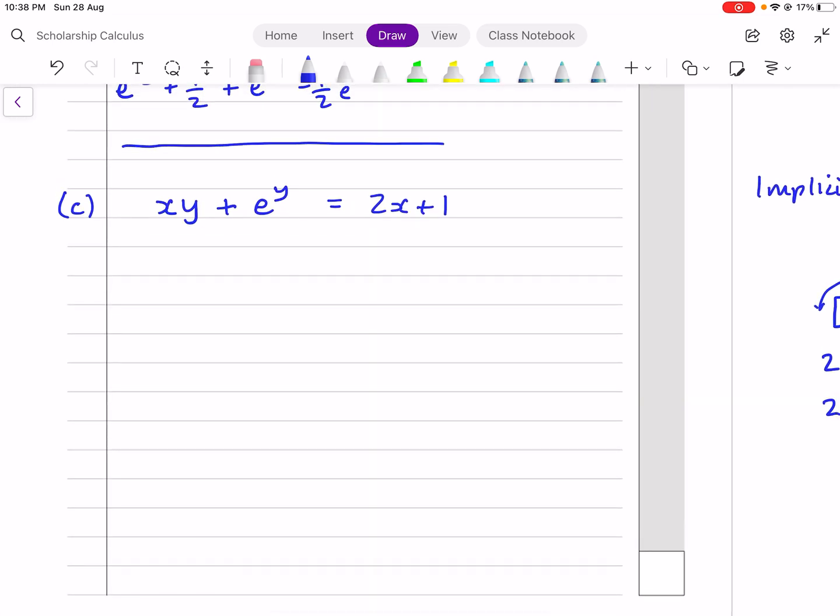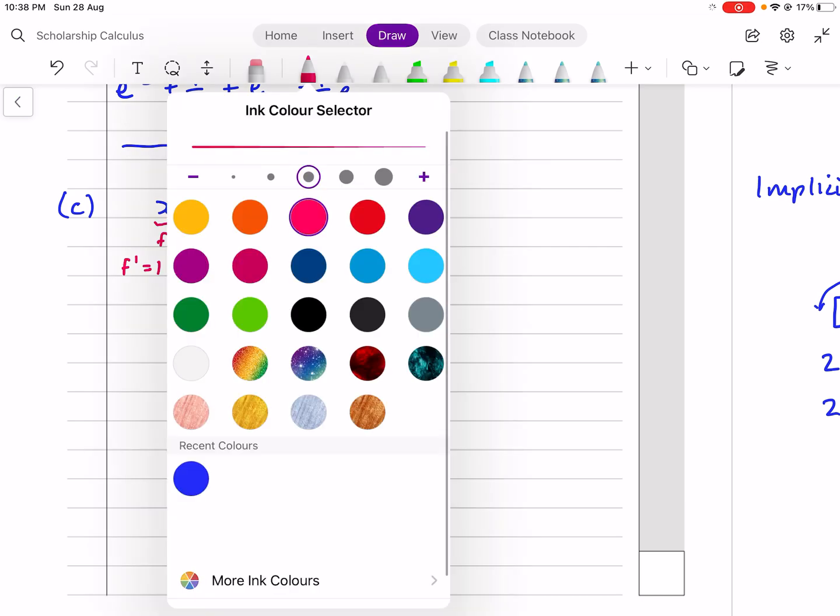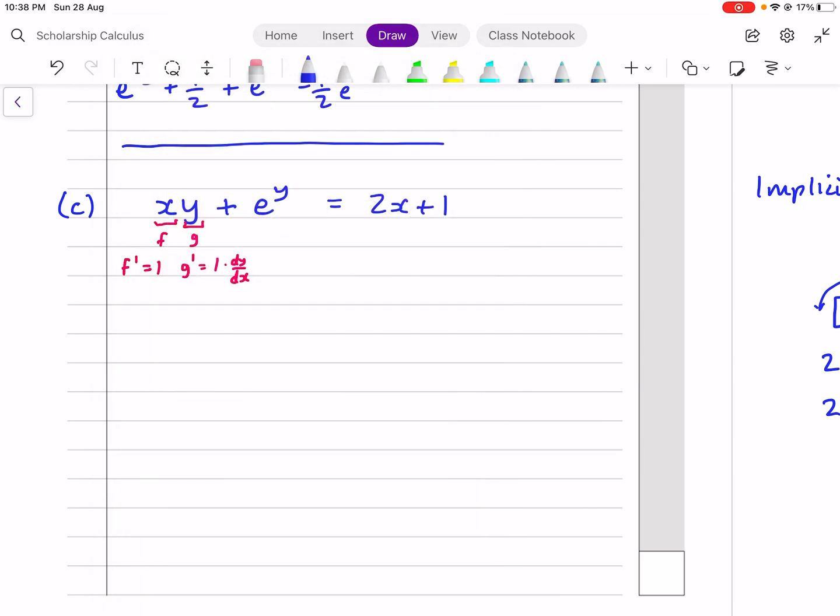Okay, so the first term's not nice. X, y, you have to realize it's a product. It's like f times g. So if I want to diff this, I think of this as my f and this is my g, then f dash will be 1, but g dash will be 1 times dy dx, okay, because we're diffing with respect to x. The second term, e to the y, well, I can diff that as long as I put a dy dx factor on it. So doing this, the first one, x times y, I need to diff the x, so I get 1 multiplied by the second term. Then I diff the second term, dy dx times the first term, that's the product rule. And then e to the y diffs to the same thing, but just times dy dx. The right hand side, the 2x diffs to 2, and the 1 disappears.